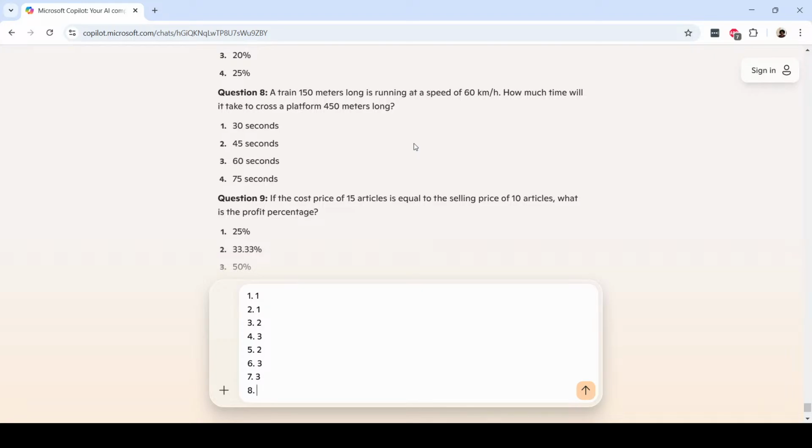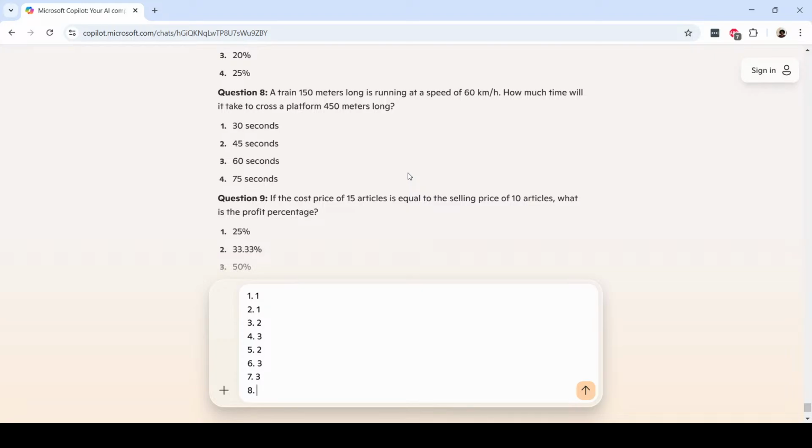So it's like 60,000 meters for 3600 seconds, and 600 for how much? So 36, but something I've done wrong. Okay, let me calculate again.